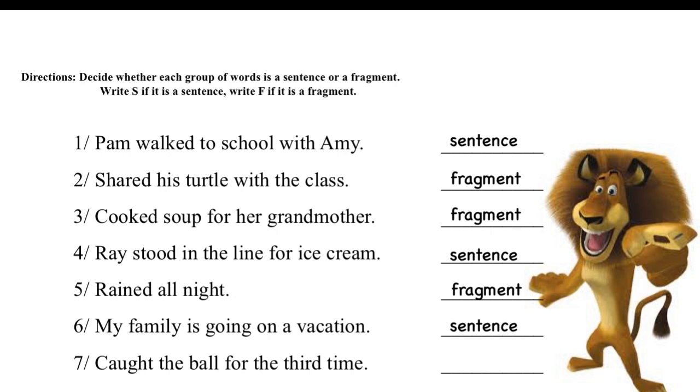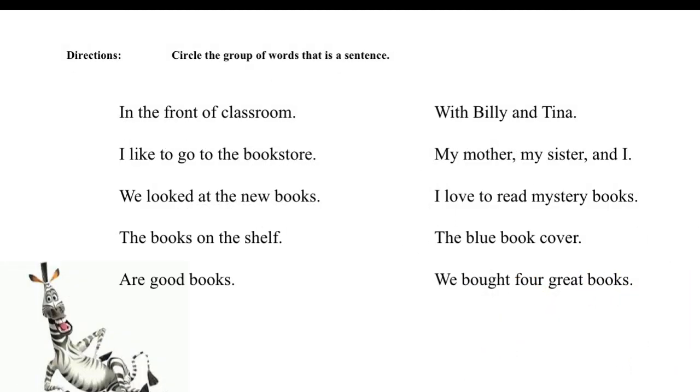Number 7. Caught the ball for the third time. Is this a sentence? No, it is not, because I don't know who caught the ball for the third time. It could be a boy, a girl, my mom, my dad, I don't know. The subject of the sentence is missing, and that means that the sentence is not complete. That will be a fragment. Now circle the group of words that is a sentence.